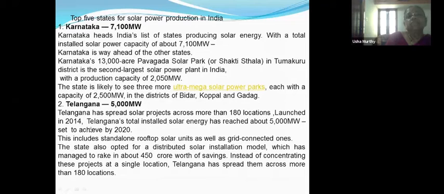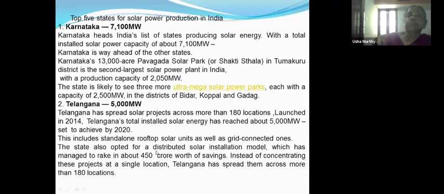The second, after Karnataka, is Telangana state. This has spread over about 180 locations. It is not concentrated on a single location or anything like that. It has to be appreciated, which was launched in the year 2014. Telangana's total installed solar energy has reached about 5,000 megawatts, and they were set to achieve it by 2020, which they have done. This includes standalone solar rooftop units as well as the grid connected ones.